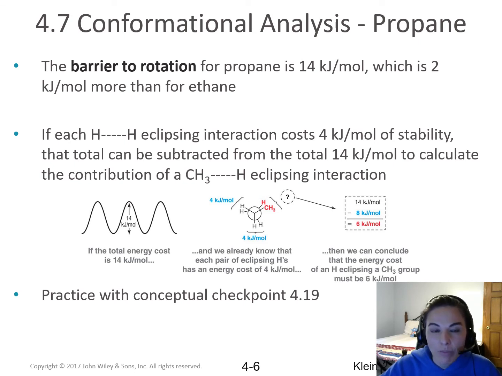Okay, again with propane, when it is eclipsed, we have 2 sets of carbon-hydrogen bonds that are eclipsing each other on the front carbon and the back carbon. Then we have this additional interaction where a carbon-carbon bond eclipses a carbon-hydrogen bond. By using what we learned from ethane, we can figure out that the carbon-carbon and carbon-hydrogen eclipsing bond, the bond in red down here, is worth 6 kilojoules per mole of energy.